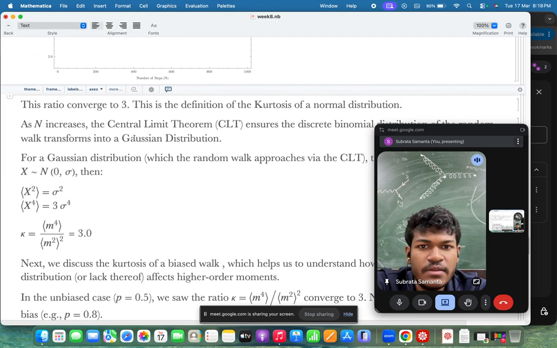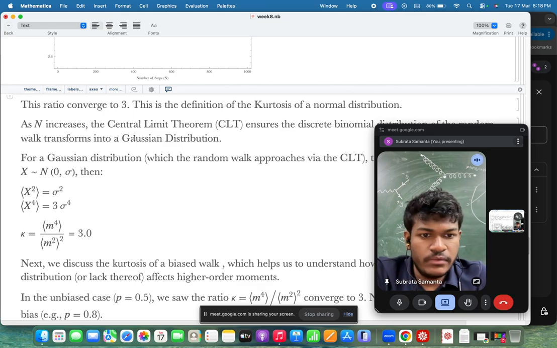So, this is the definition of the kurtosis of a normal distribution. If we calculate the fourth moment, that is basically x to the power 4 and then average, it is basically 3 sigma to the power 4, and if you calculate the second moment, x square and then average, you get sigma square. So, if you divide these, your kappa is basically 3. That is from the Gaussian distribution.